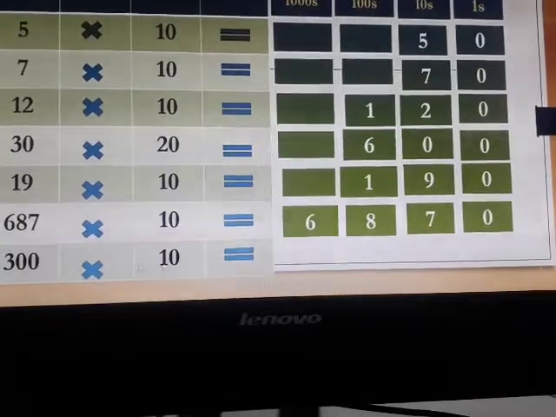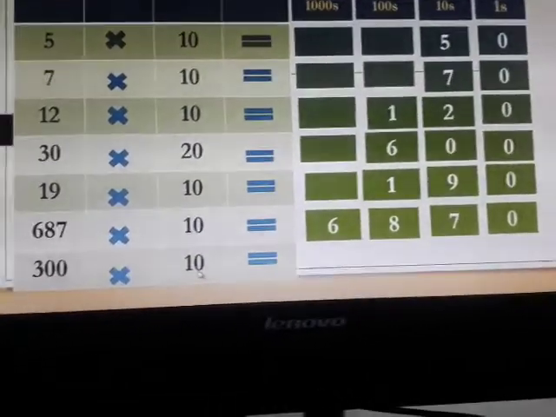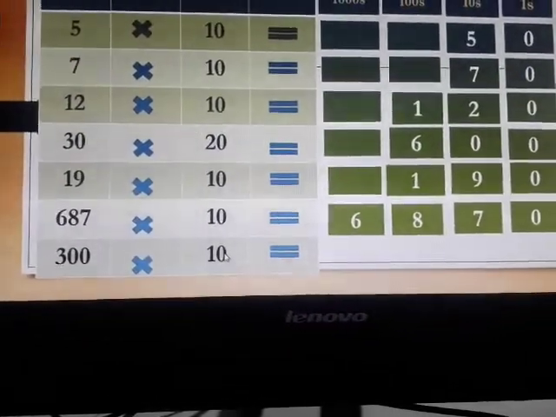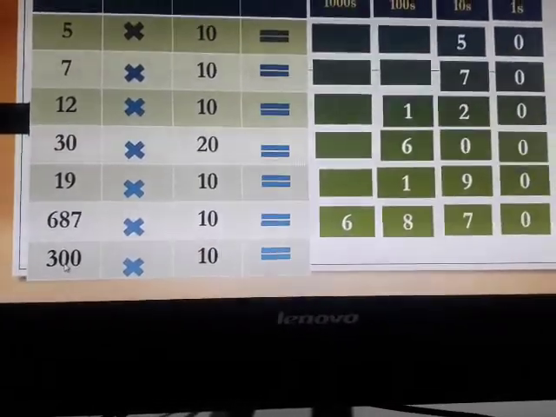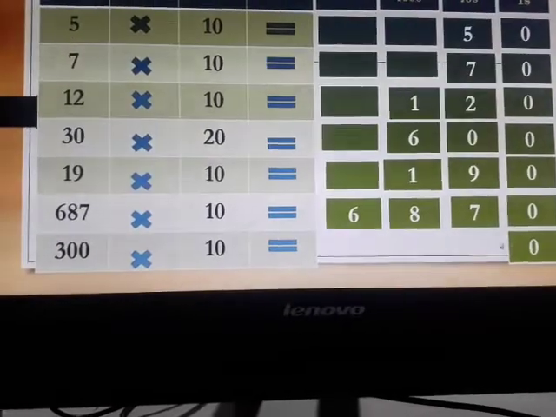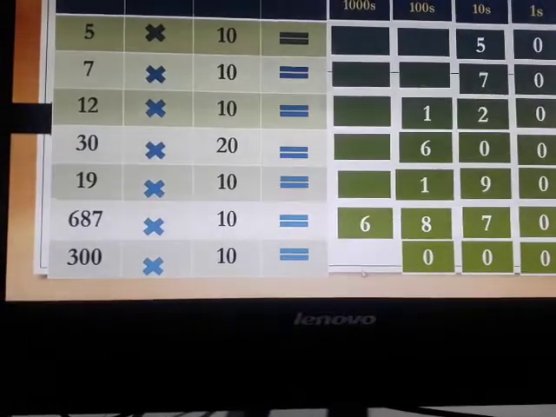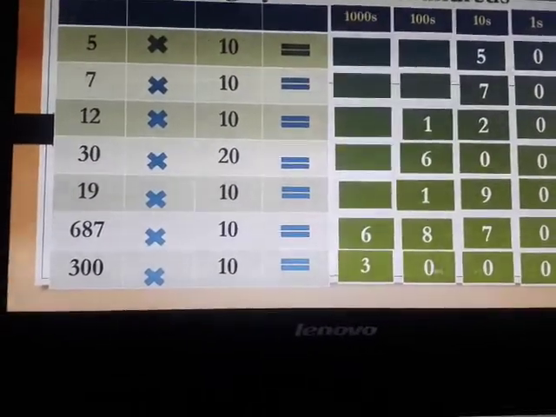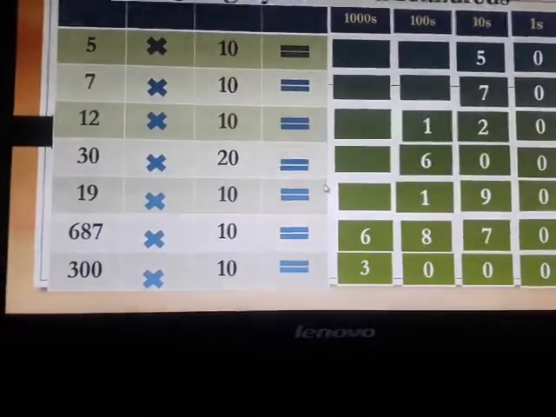So count the zeros that are available. Those zeros should be not in between the numbers, means at ones, tens, serially it should be. Okay. So count these zeros: 1, 2 and 3. Write these 3 zeros in 3 different positions and do 3 ones are 3. So your answer will be 3000. I hope you understood this multiplication.